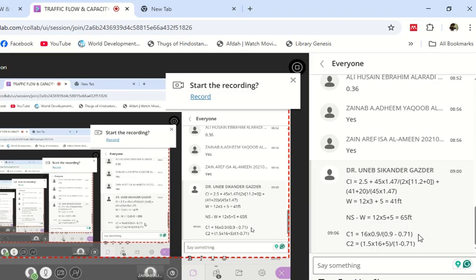Okay, can you give me these values? Yes, anyone? What are these values?